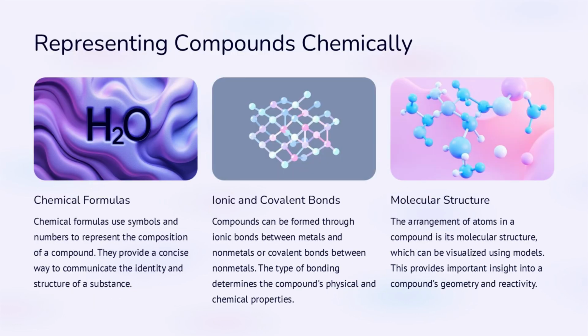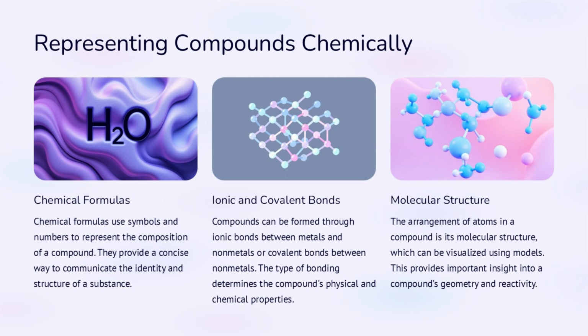Chemical formulas use symbols and numbers to represent the composition of a compound. They provide a concise way to communicate the identity and structure of a substance. Compounds can be formed through ionic bonds between metals and nonmetals or covalent bonds between nonmetals. The type of bonding determines the compound's physical and chemical properties.